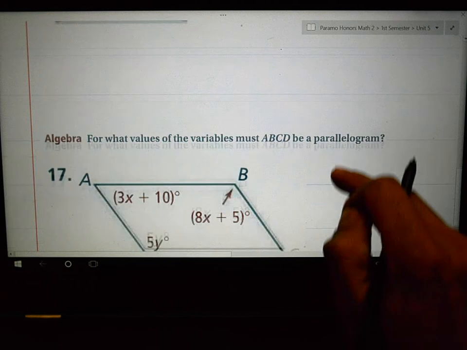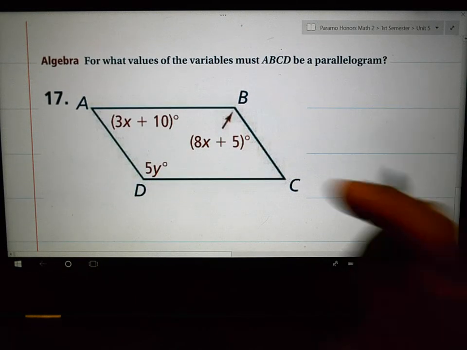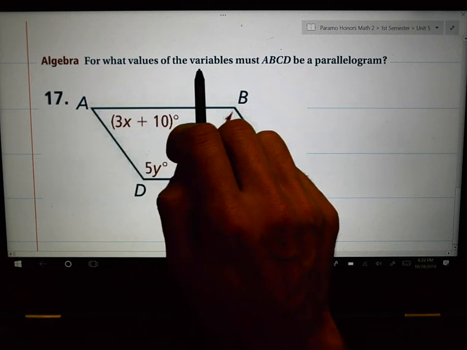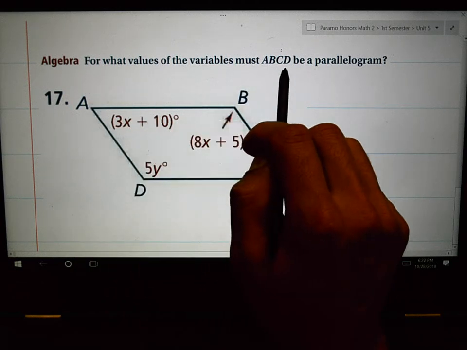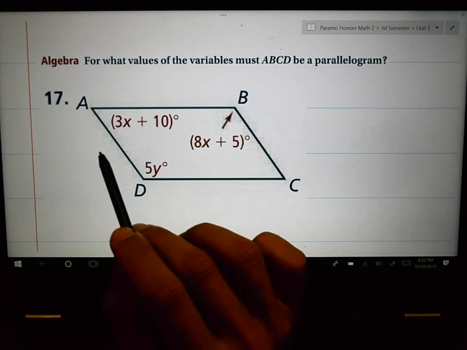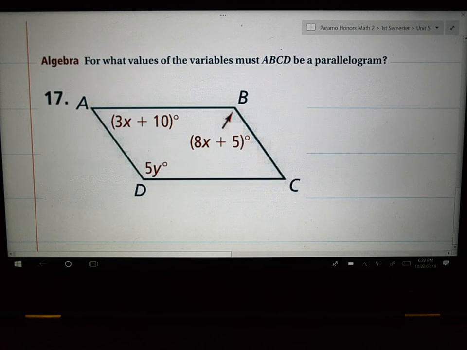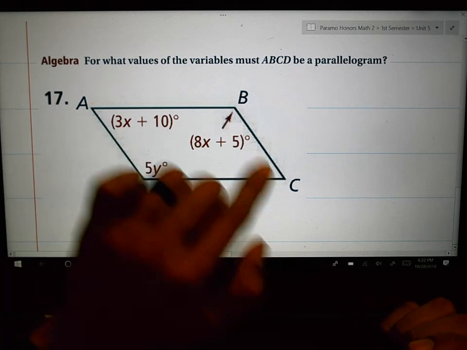Let's jump to number 17. Now, there's a variety of questions like this. For what values of the variables must A, B, C, D be a parallelogram? Meaning, what do these variables have to be so that this would be a parallelogram? Okay, well, if it's going to be a parallelogram, the opposite angles need to be congruent. Okay, well, that needs to be the same as that, and that needs to be the same as that.